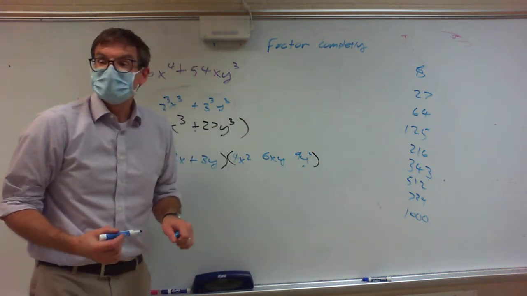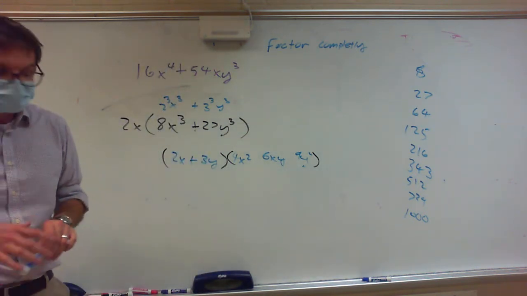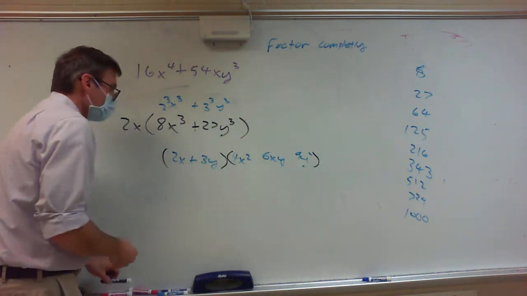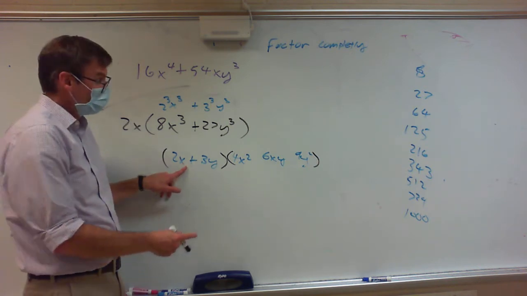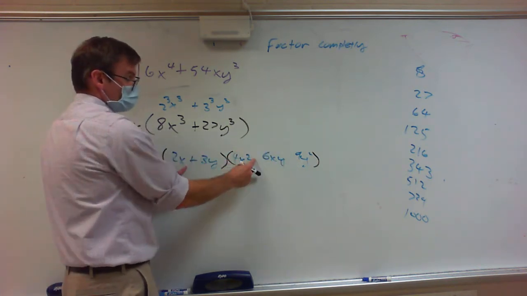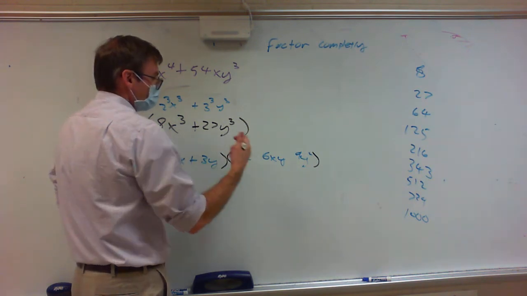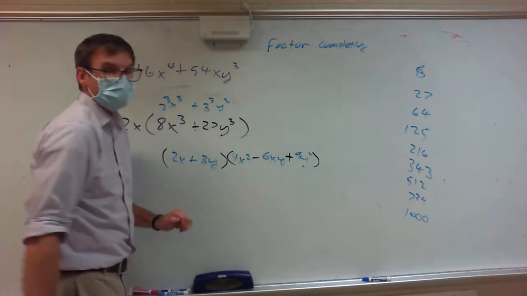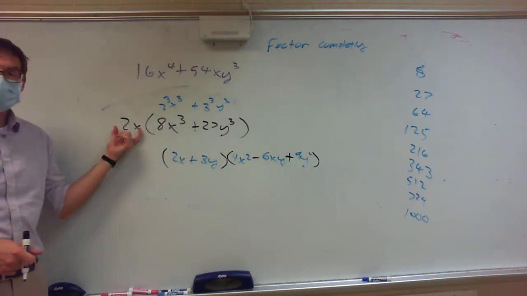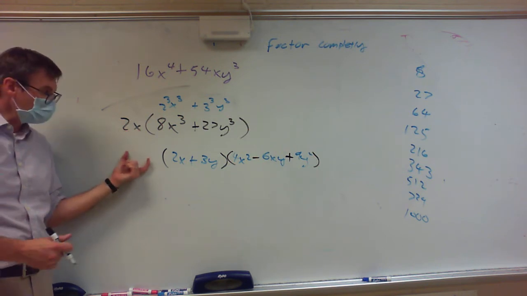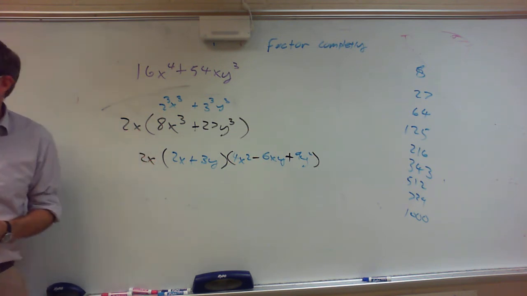Now we need the signs. Same, opposite, always positive. So what goes here? Minus, and then a plus. Remember that 2x we took out earlier? You have to put that still here.